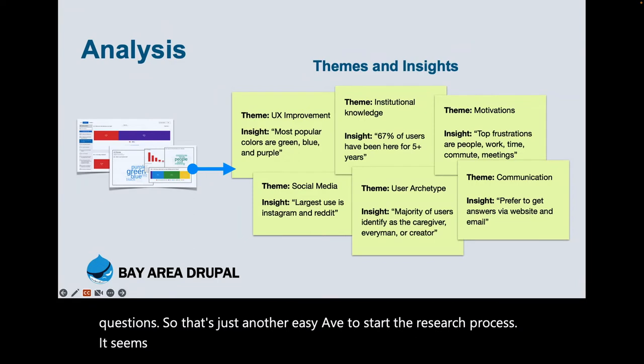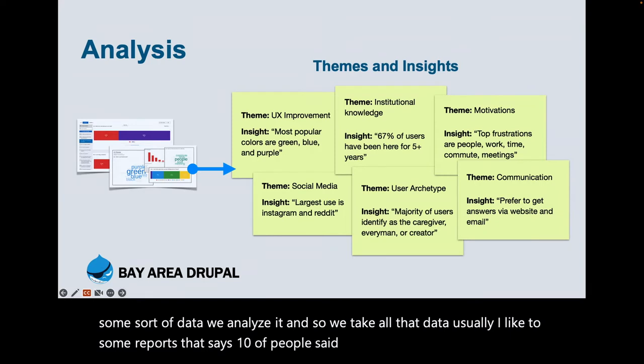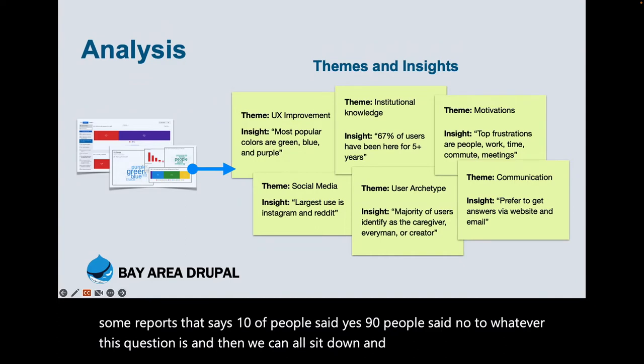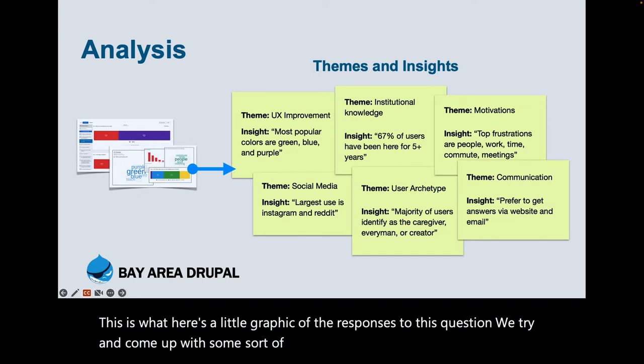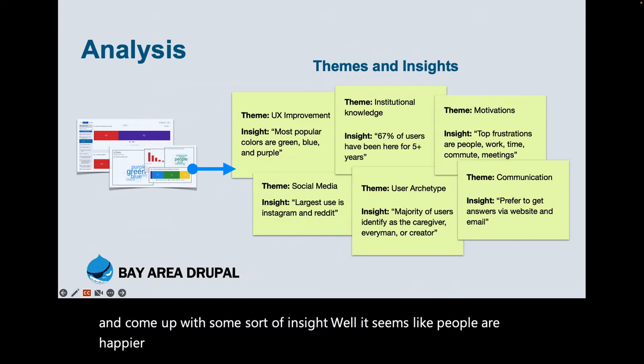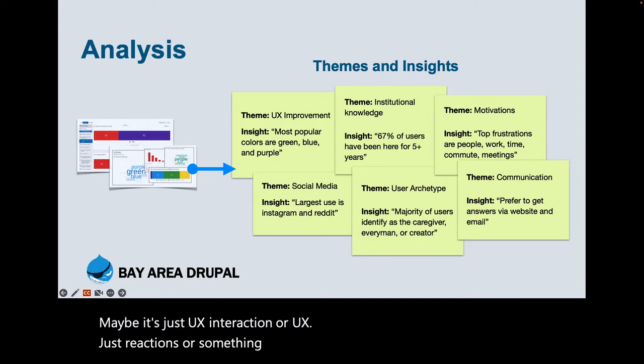Themes and insights. So this is the analysis phase. After we've collected some sort of data, we analyze it. And so we take all that data. Usually I like to generate some reports that say 10% of people said yes, 90% of people said no to whatever this question is. And then we can all sit down and say, all right, here's a little graphic of the responses to this question. We try and come up with some sort of insight. Well, it seems like people are happier with green than blue. And then, what's that theme? Maybe it's just UX interaction or UX reactions or something. So that's kind of the analysis phase.